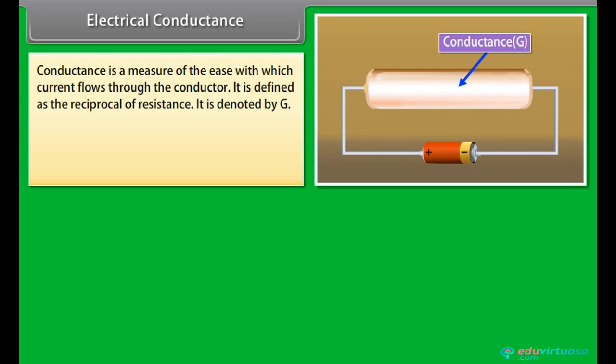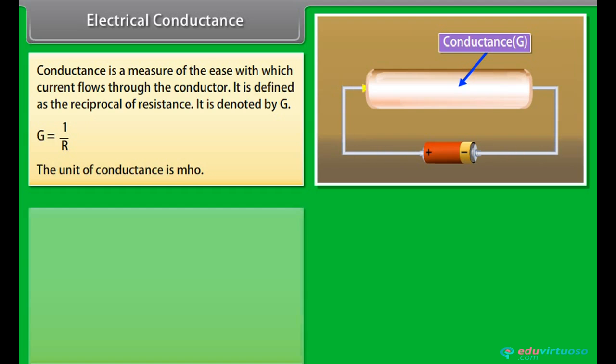Electrical conductance. Conductance is a measure of the ease with which current flows through the conductor. It is defined as the reciprocal of resistance. It is denoted by G. G = 1/R. The unit of conductance is mho.